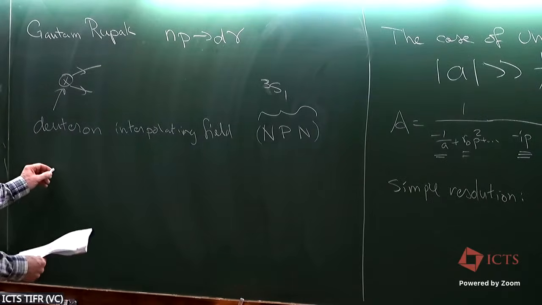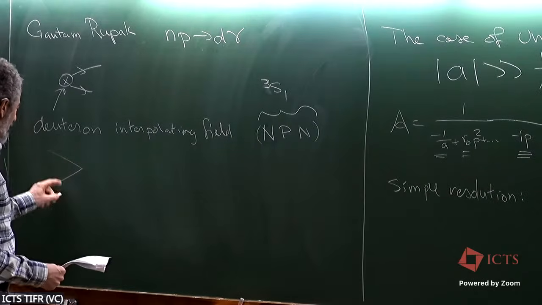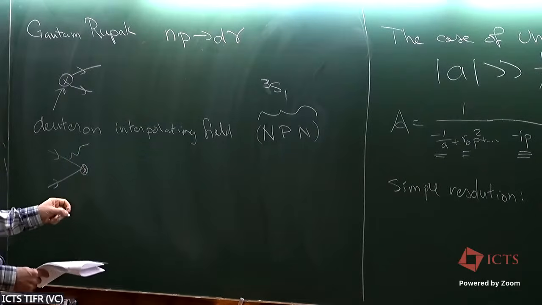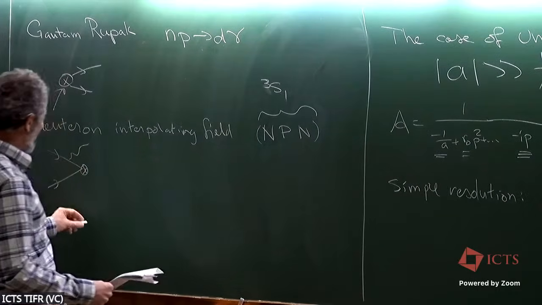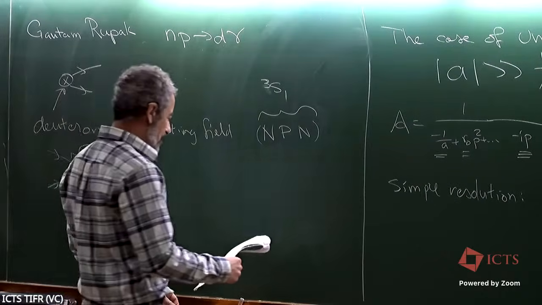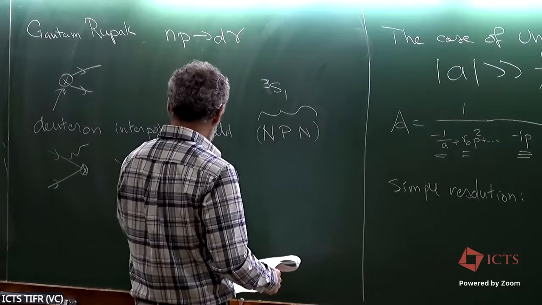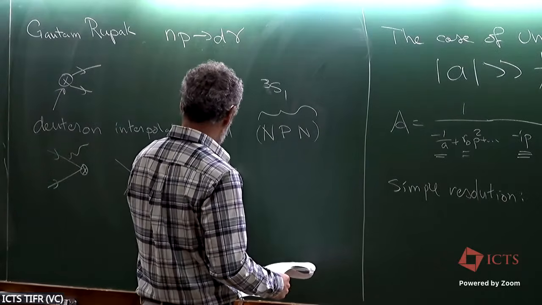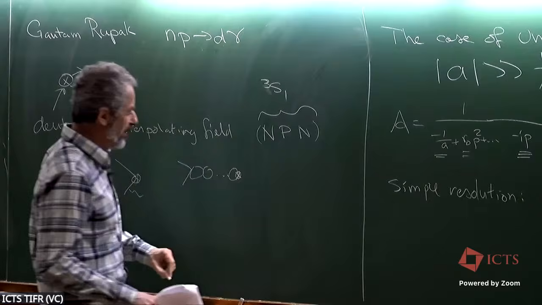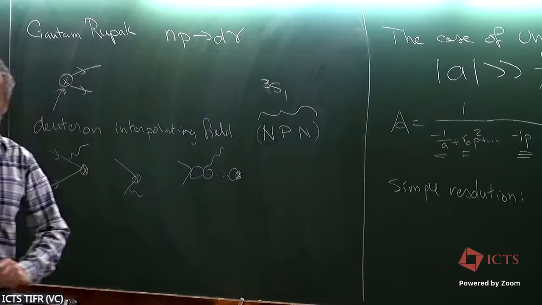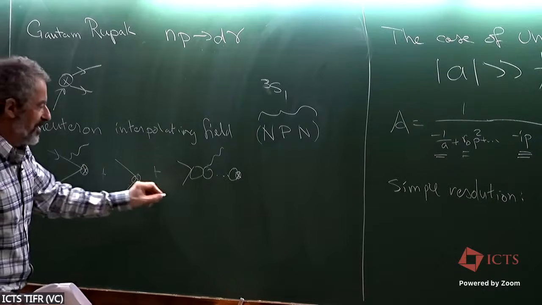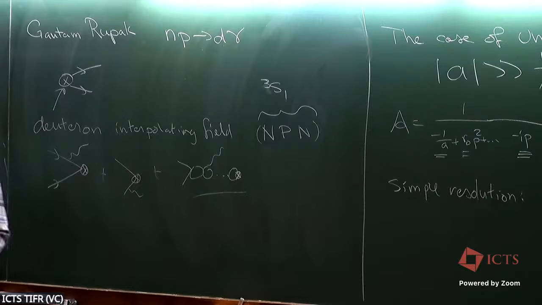And then you have to look at diagrams where an N and a P come in, emit a photon, and then create a deuteron. And you can put the photon on either leg. Or you could sum up bubbles, because the bubbles don't cost anything. And put a deuteron interpolating field in one of the bubbles and have a photon coming off one of the bubbles. You have to add up all these diagrams. There's an infinite number here, but again, it's a geometric series. You can do it.